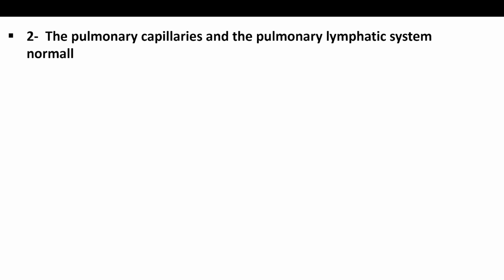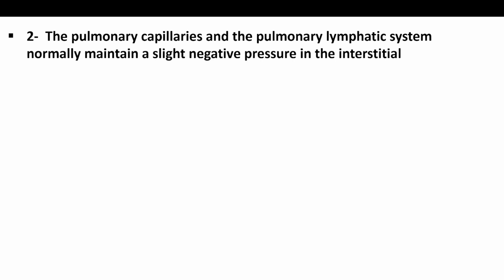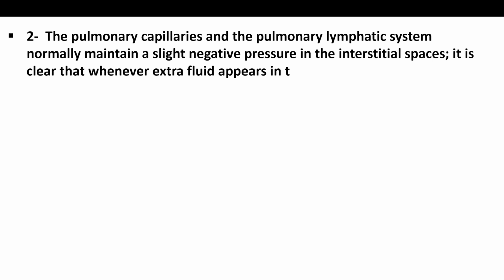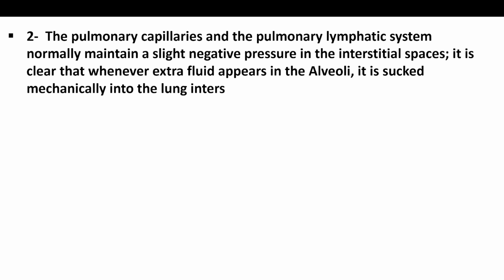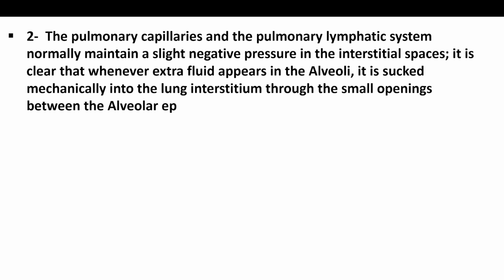The pulmonary capillaries and the pulmonary lymphatic system normally maintain a slight negative pressure in the interstitial spaces. Whenever extra fluid appears in the alveoli, it is sucked mechanically into the lung interstitium through the small openings between the alveolar epithelial cells.